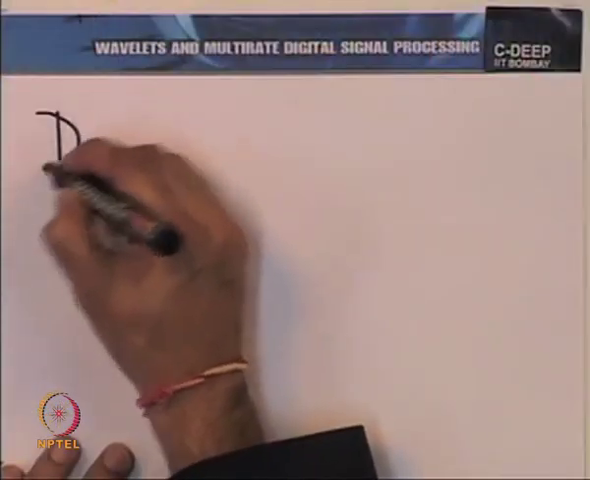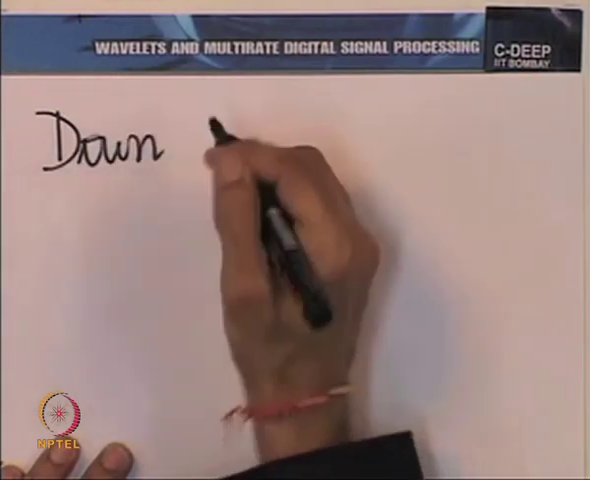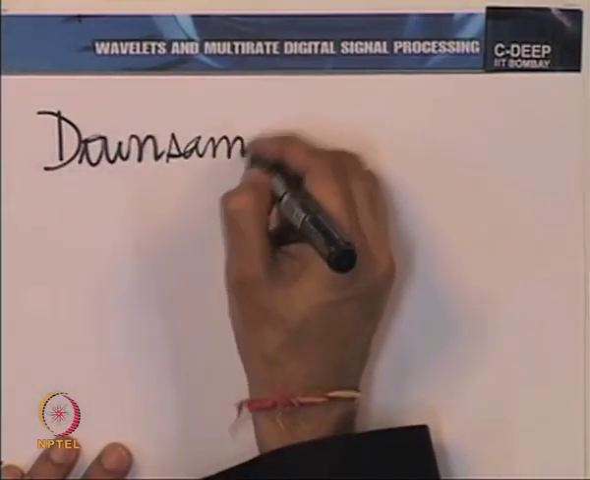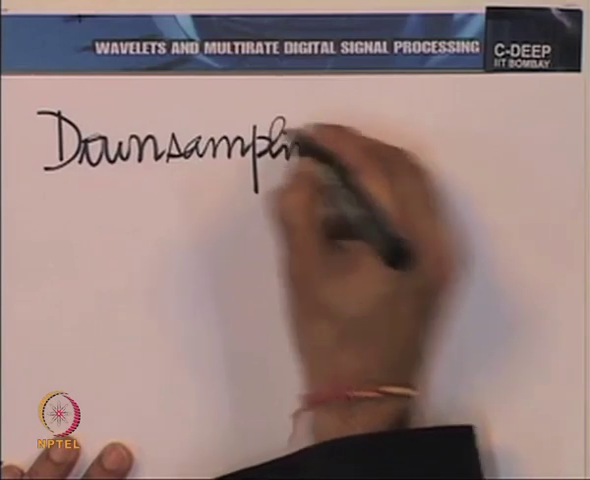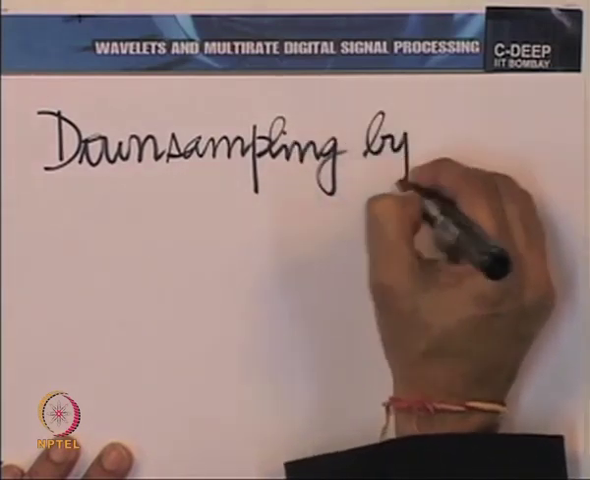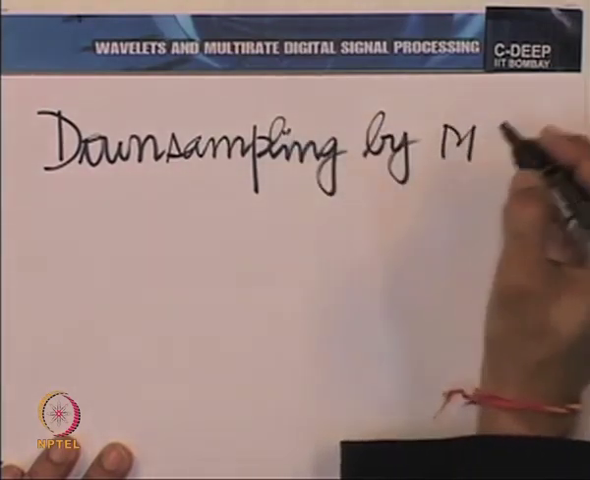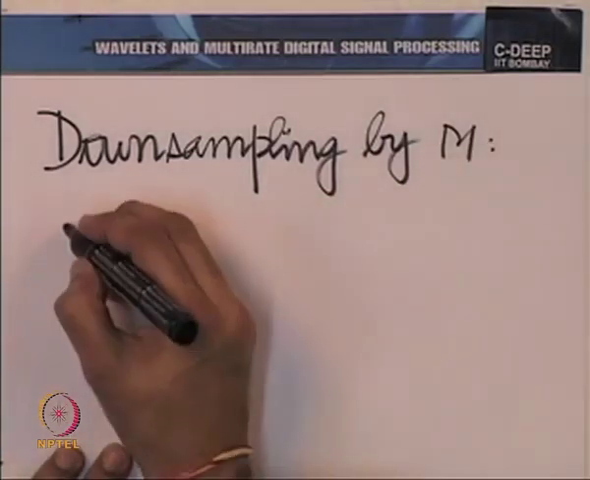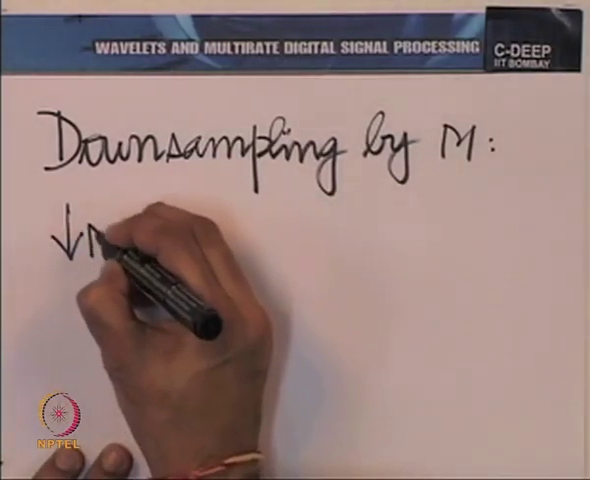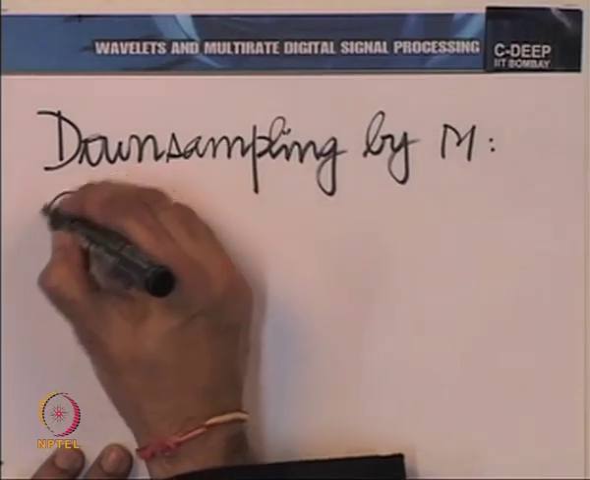And that is not too difficult to understand now that we have written down what downsampling by 2 means and what upsampling by 2 means. So, let us write it down. Downsampling by M in general, which of course we denote by down arrow followed by M.